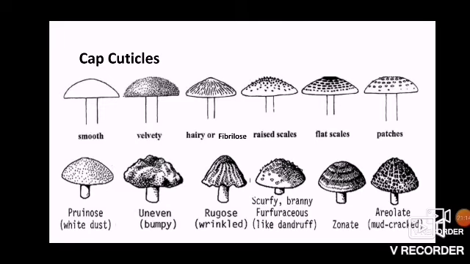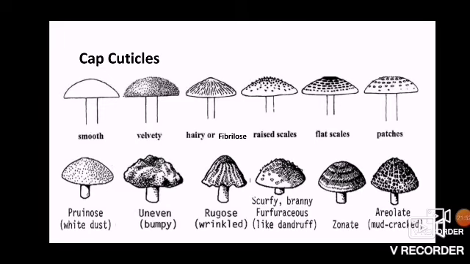Patches are leftover fragments from a veil. We'll get into that in a bit. From a universal veil, sorry. But yeah, they're flesh-like. They're just kind of leftover material from when this mushroom was very young, left on the top of the mushroom. Pruinose is where the mushroom has kind of like a bloom of white dust on it. Uneven, obvious what that is. You can tell right from the picture. It's just kind of like a lumpy mess.